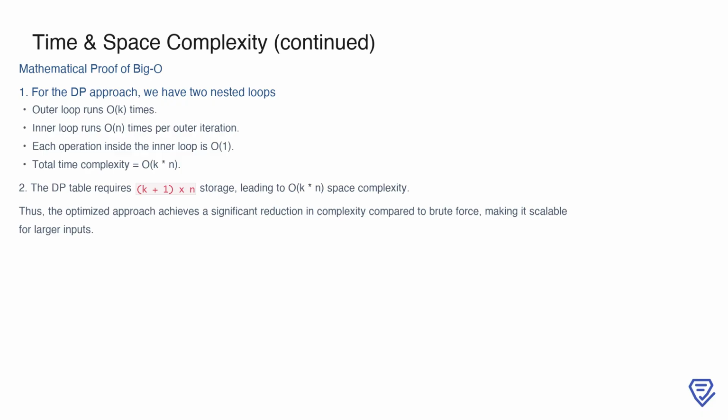The inner loop runs n times for each day in the price array, and every operation within these loops, such as updating the DP table or calculating max_diff, is constant time, O(1). Combining these, the total time complexity becomes O(k*n). On the space complexity side, the DP table requires storage of size (k+1) x n, which results in O(k*n) space. By systematically reducing redundant calculations and storing intermediate results, the algorithm achieves a significant optimization over brute force, making it well-suited for handling larger inputs efficiently.